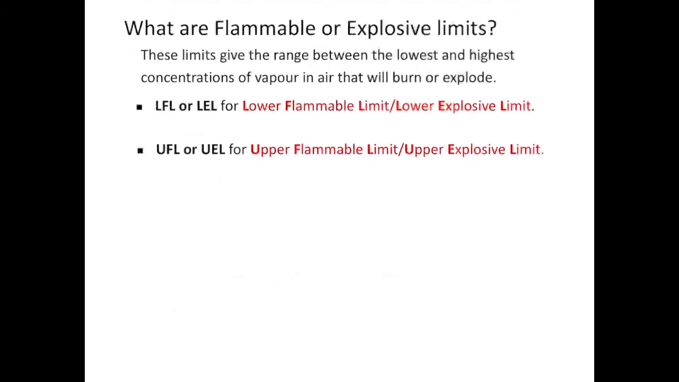Flammability limits, or explosive limits, are numerical ranges for concentrations of a chemical vapor in the air, and within those two limits, the material can burn or explode. So the lower flammability limit, or the lower explosive limit, is the same thing, just a different name. And the UFL, or UEL, is the upper flammable limit, or upper explosive limit. And these are, again, concentrations in the air where numbers between the LFL and UFL represent concentrations that support ignition or support explosions.